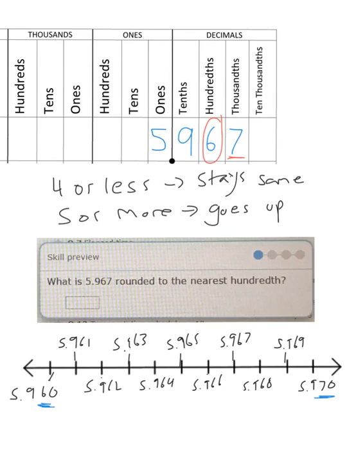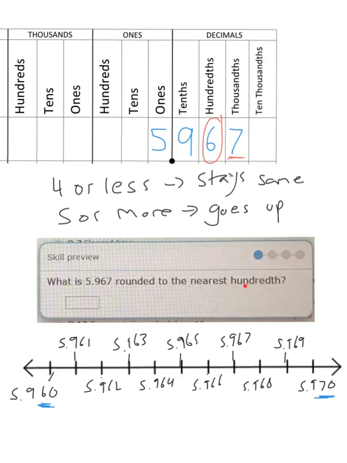In this video, we're just reviewing rounding of decimals. So I've tried to illustrate a couple different ways we can think about how to round a decimal. For this example, it says, what is 5 and 967 thousandths rounded to the nearest hundredth?